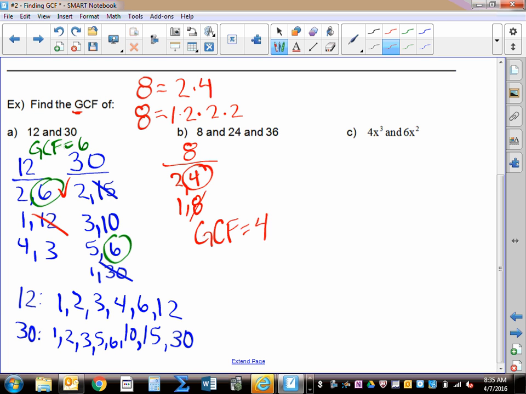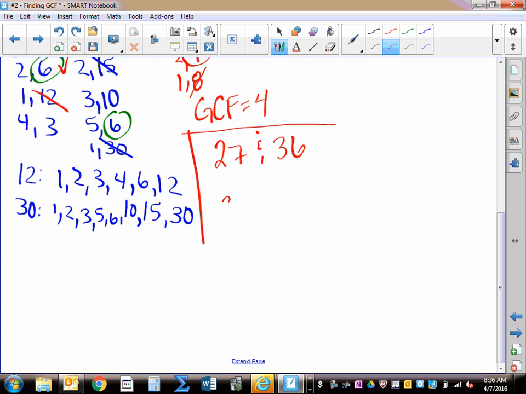All right. Just so that we can test this method again that we just did here, let's say, 27 and 36. Okay. I'm just making up a new problem here. All right, what are my factors of 27? 3 and 9. What else? 1 and 27.